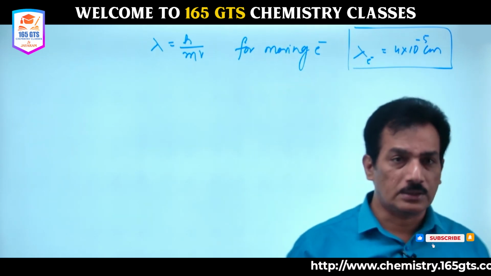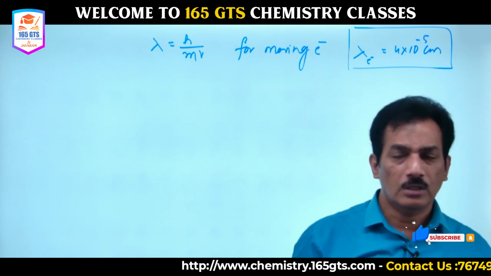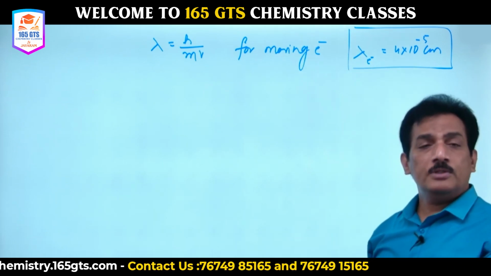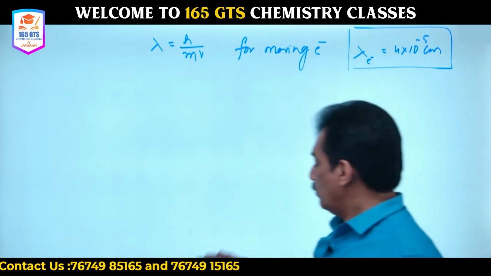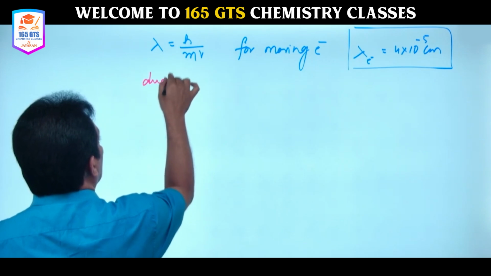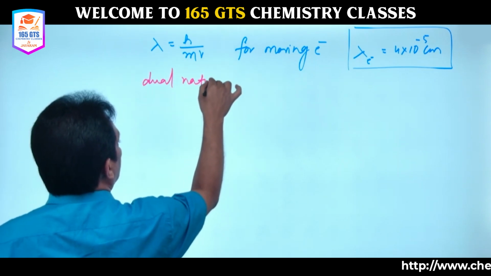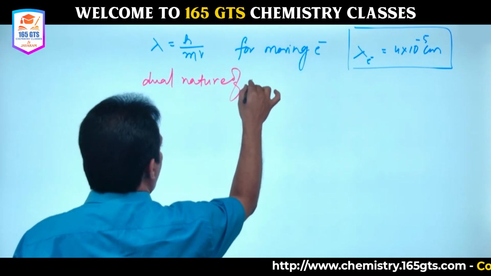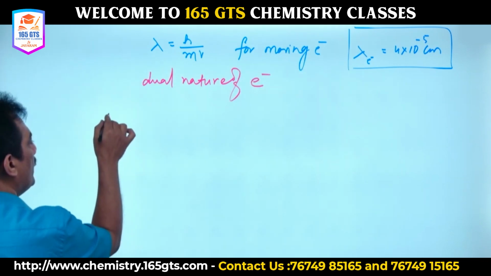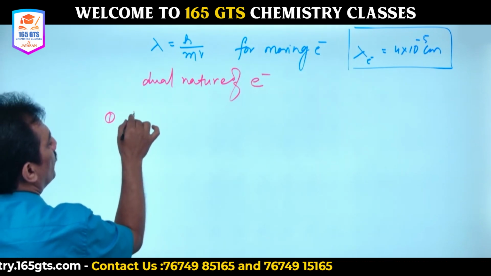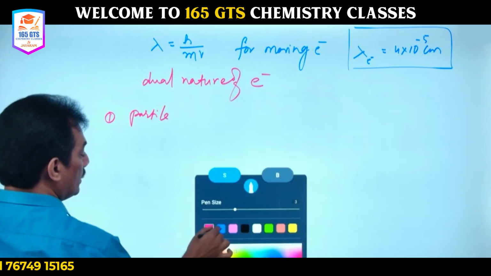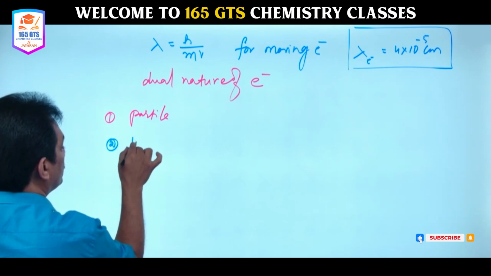It has mass, is it not? So from this, when it is associated with lambda and it is possessing mass, from these two we can establish the dual nature of the electron. That is, it can behave both as a particle as well as a wave.